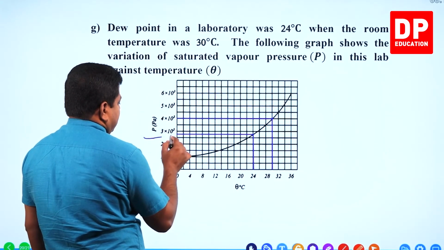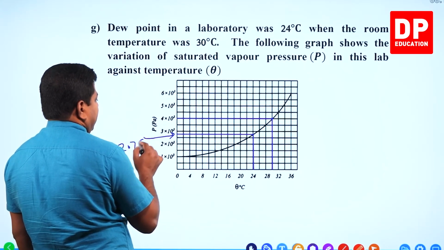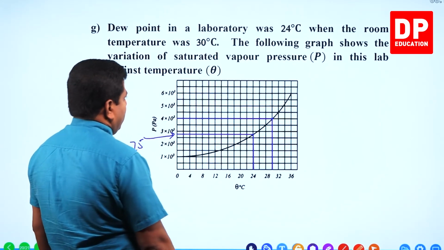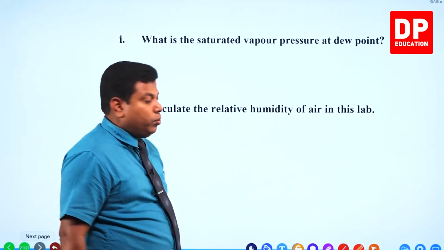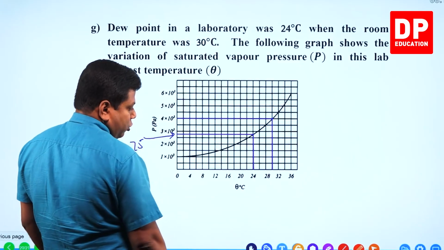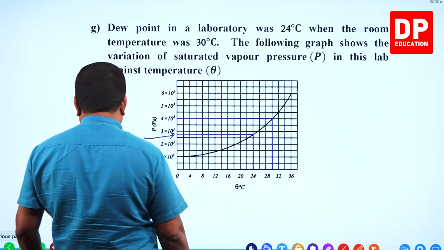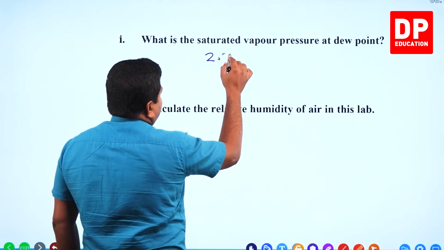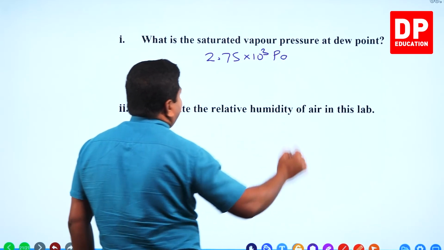I think this is 2.75 into 10 to the power 3. This is 4. What is the saturated vapor pressure at dew point? Dew point 24 degree. At that, saturated vapor pressure is 2.75 into 10 to the power 3 pascals, according to the graph I have.